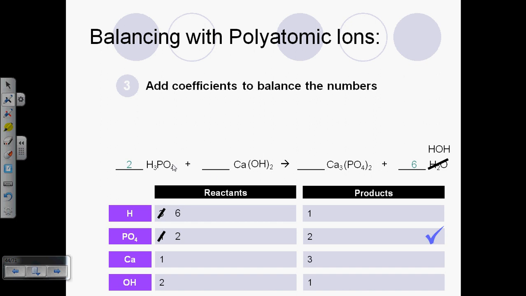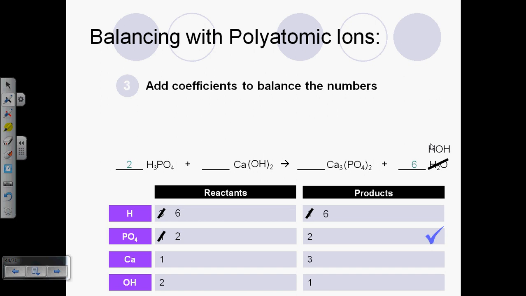We want to look at our polyatomic ion first because it's on both sides. So we put a 2 here to balance out our PO4, a 2 here to balance out our PO4. Then that gives us 6 hydrogen. So we go back over here and put a 6, so we get 6 hydrogen on this side.